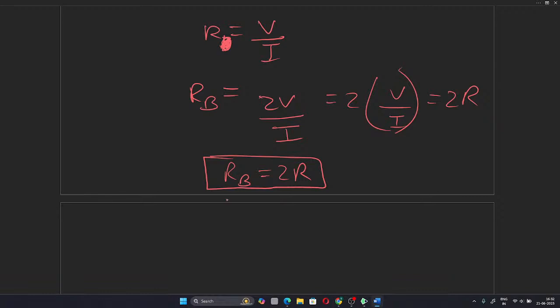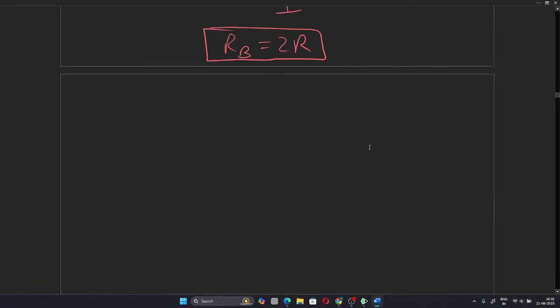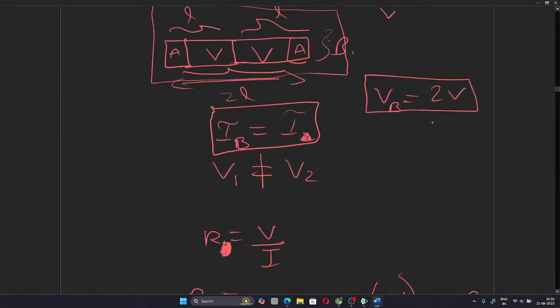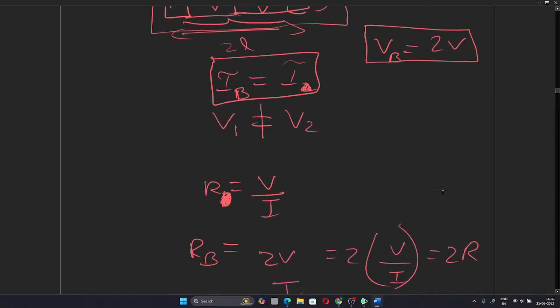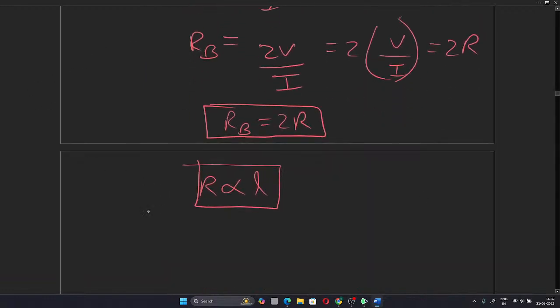In such a case, we can derive a relation between resistance and length, where we can say R is directly proportional to the length. Because here we saw when length increased from L to 2L, resistance also doubled. So you can say R is directly proportional to L. That does not mean that if length doubles, resistance will also double; it just means that it is proportional.